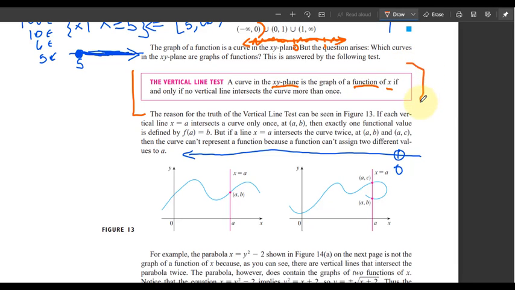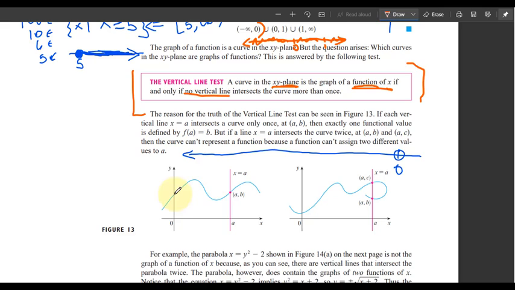So here is the vertical line test. It says a curve in the xy plane is the graph of a function of x if and only if no vertical line intersects the curve more than once. So here, for this curve, you can see that wherever you draw a vertical line, it's going to only cut the curve in one place.